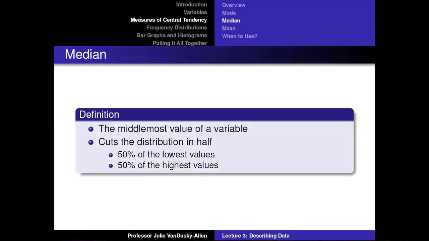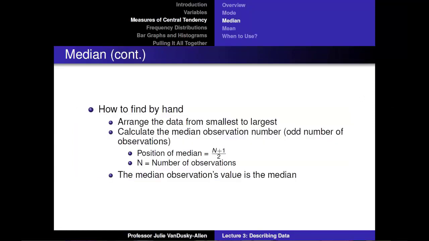The second measure of central tendency is the median. The median is the middlemost value of a variable. It cuts the variable in half with the lowest 50% of values on one side and the highest 50% of values on the upper side. To find the median by hand, you arrange your variable from the smallest to largest value. Then you find the median observation number. The position of the median when you have an odd number of observations is equal to the number of observations plus 1 and that value divided by 2.